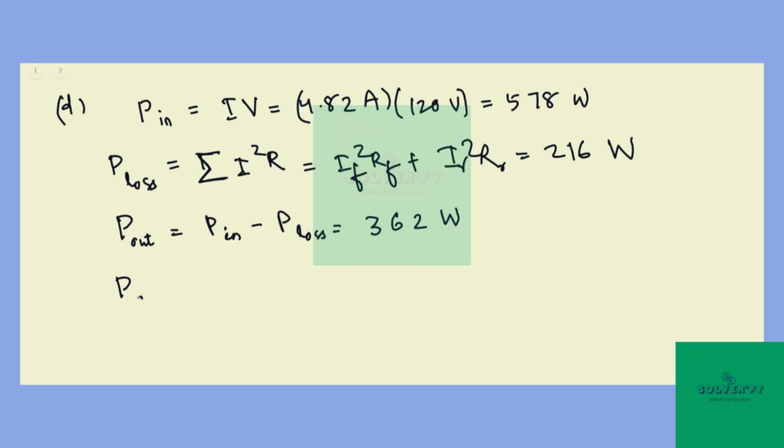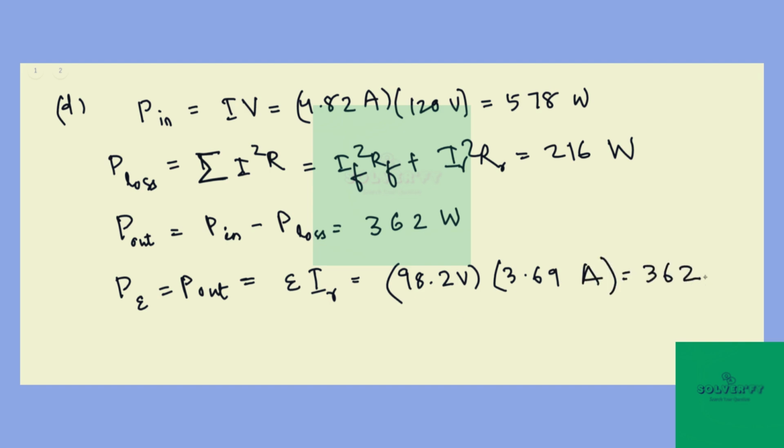The mechanical power output is the power associated with the induced EMF epsilon that we found. So P out is equal to epsilon times IR, going with the equation of the current times the potential difference, and this is found to be equal to 362 watt, which agrees with the above calculation.